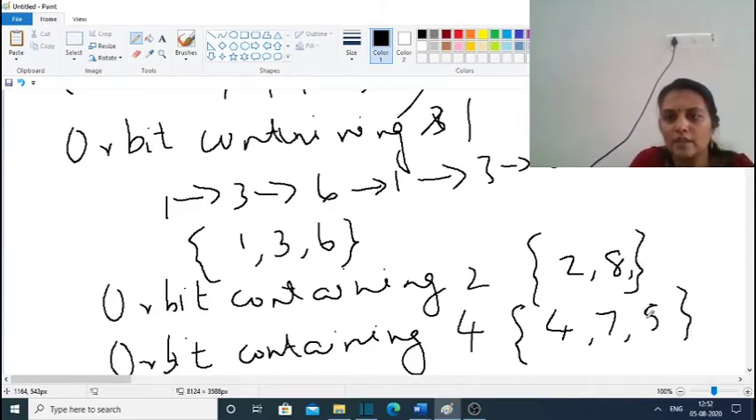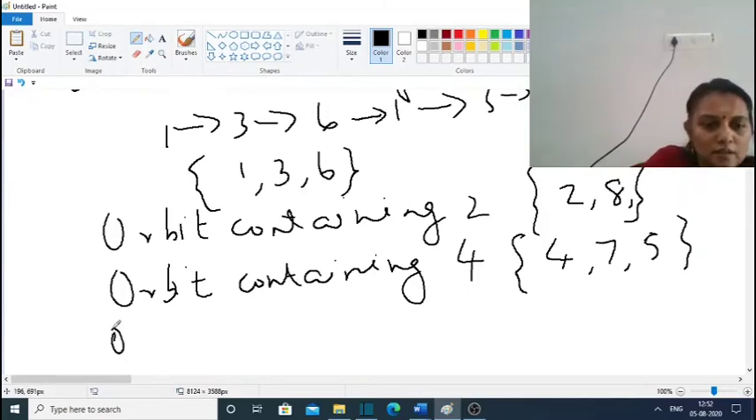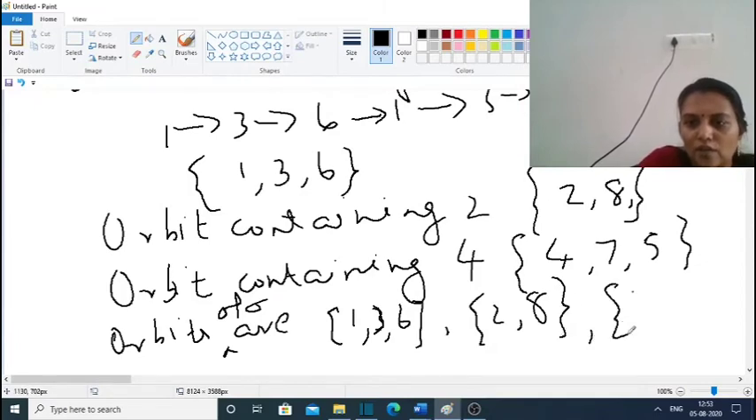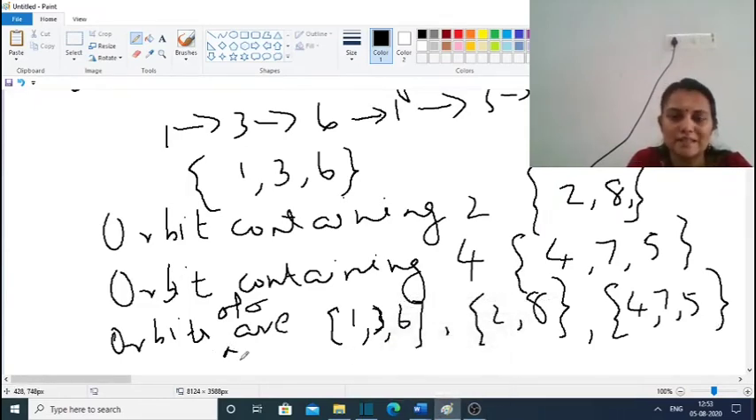Now 5 is here, 6 is here, 7 is here. Therefore these 3 orbits are there: {1, 3, 6}, {2, 8} and {4, 7, 5}. So all orbits of sigma are {1, 3, 6}, {2, 8} and {4, 7, 5}. The second problem you can do yourself.